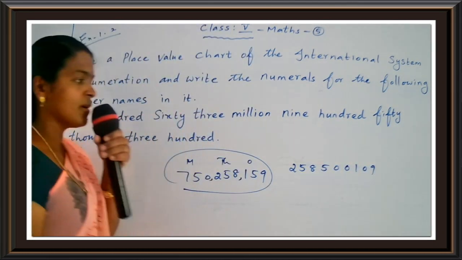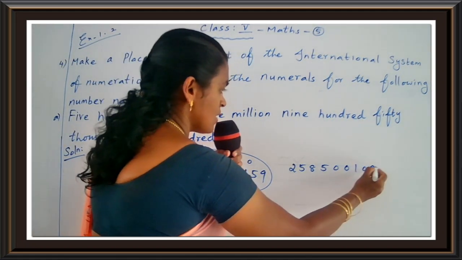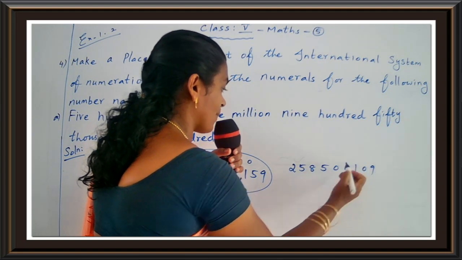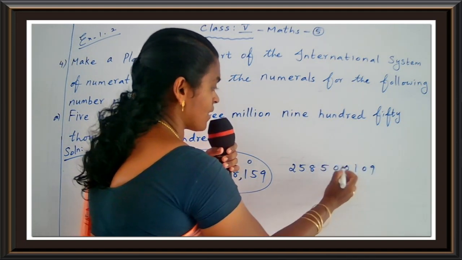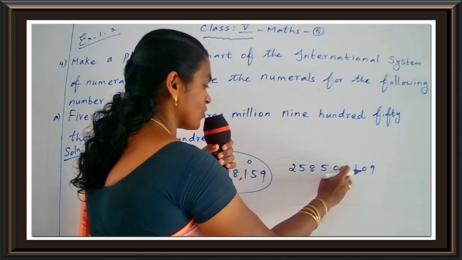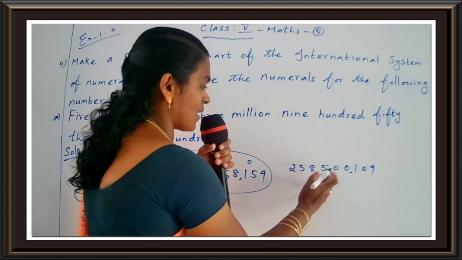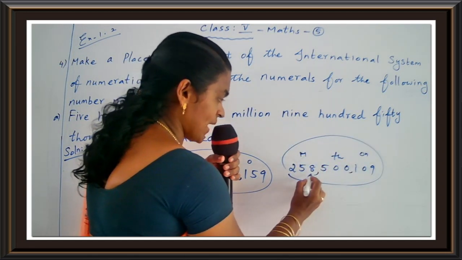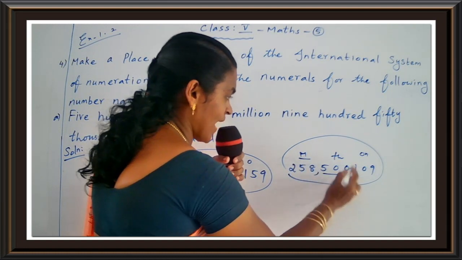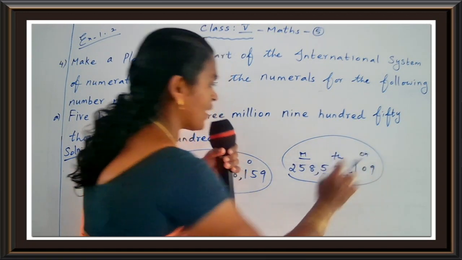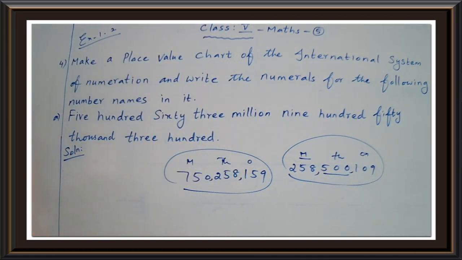Now you read. First of all, you mark the periods. First period is the ones period. Ones period consists of three places, after that you put one comma. Then the thousands period also consists of three places: thousands, ten thousands, hundred thousands, after that you put another comma. This is ones period, thousands period, million period. So your number is 258 million, 500,109. Okay children, do you understand? Yes? Okay. Now let us continue from the previous class.